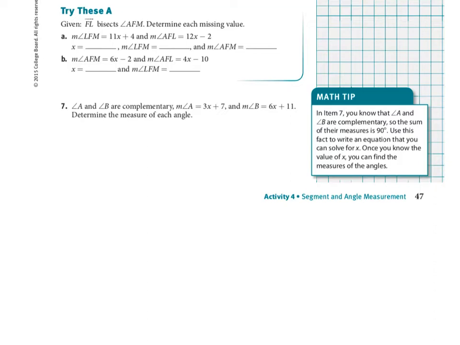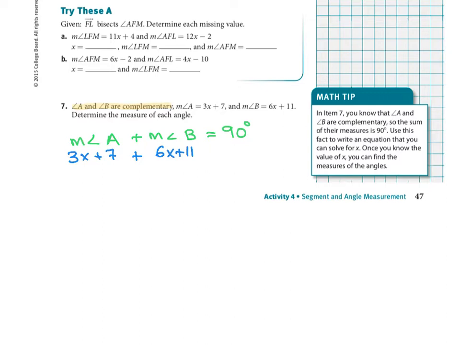Angle A and B are complementary angles. What does complementary mean? Complementary means that the measurement of angle A plus the measurement of angle B is equal to 90 degrees. It means they add up to give you 90 degrees. So if the measurement of angle A is 3x plus 7, and the measurement of angle B is 6x plus 11, they want me to determine the measure of each angle. How can I do that?